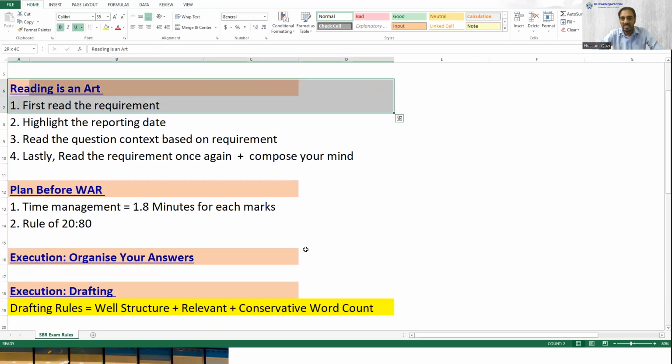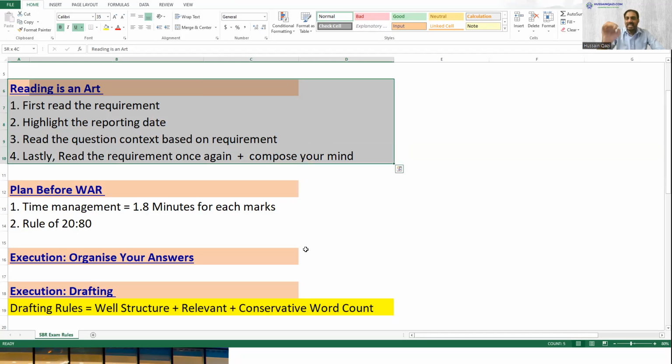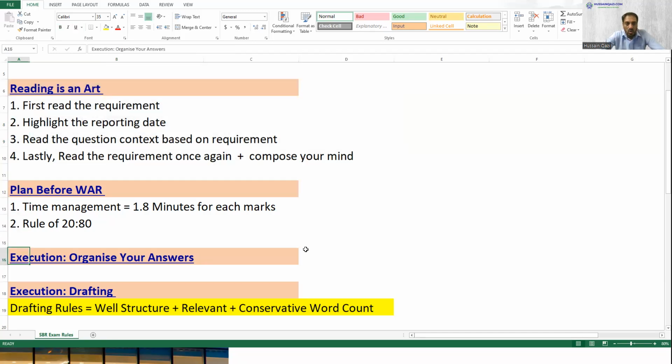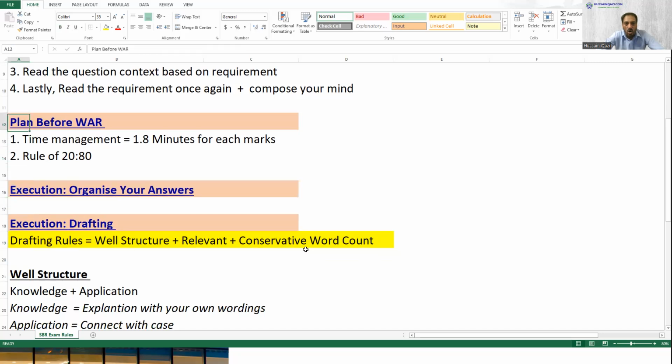So key points. Reading is an art. What key points? First, always start question reading with the requirement. First, read the requirement, shape up your mind. What is the question about? With question 1, highlight the reporting date, and even in other questions, highlight the reporting date. After that, enter into the reading of the context of the question, the detailed context. And then lastly, read the requirement once again and compose your mind. That is the reading.